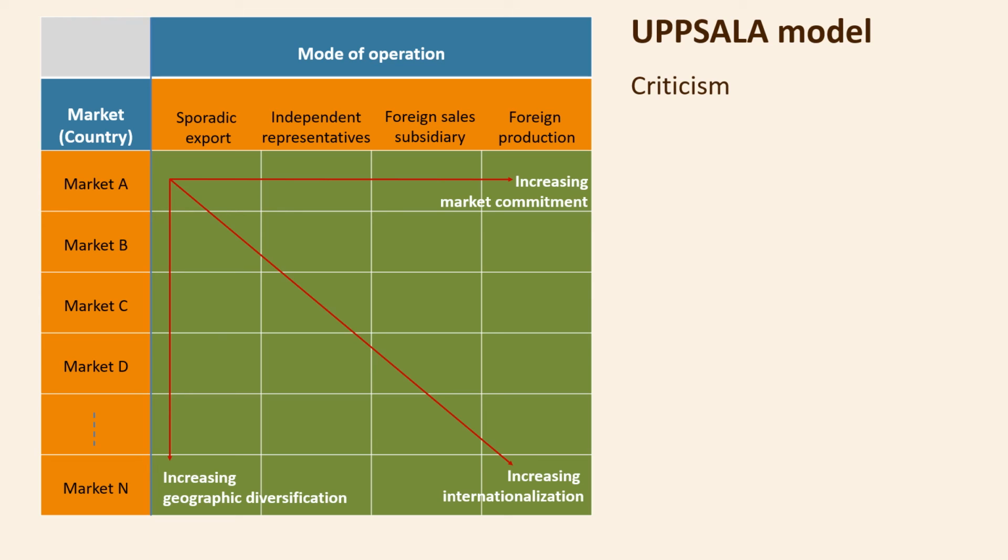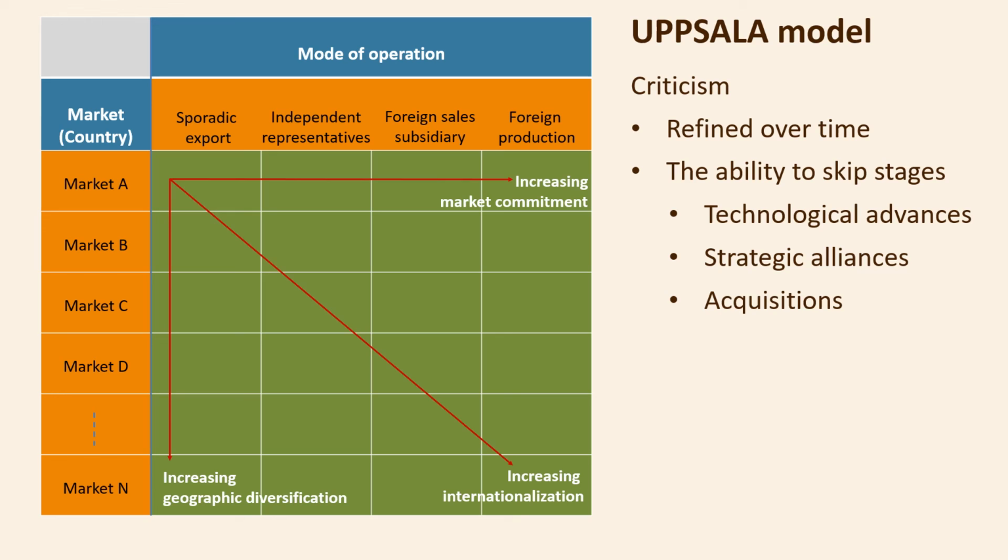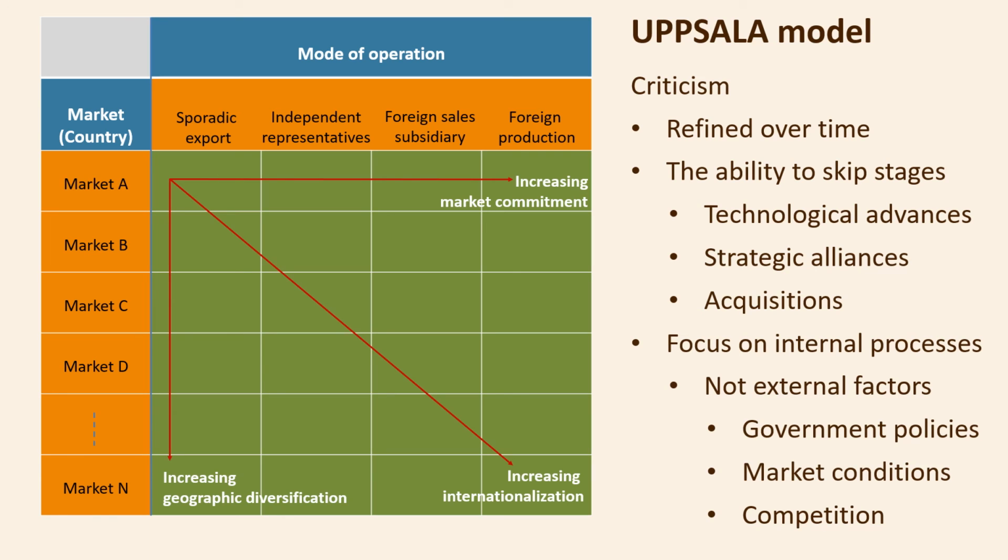Now let's look at a critique of the model. Although the Uppsala model has been influential, it has also been subject to criticism and has been refined over time. Critics argue that the model underestimates firms' ability to skip stages due to factors such as technological advantages, strategic alliances, and acquisitions. In its original form, the model focuses heavily on internal processes and experiential learning, but does not consider the role of external factors such as government policies, market conditions, and competition.